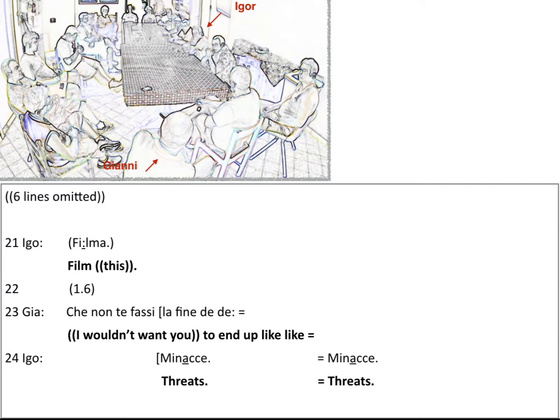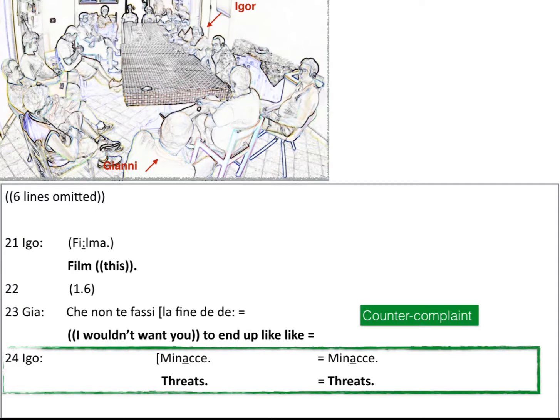Okay, so what the client does, he points to the camera, the camera with which I am recording the meeting, and says, "So film this." It means he's challenging the staff member to keep filming the scene, meaning, okay, we've got this on record, what you're doing, and then he says, "Threats," which can be translated as, you're threatening me. So what we have here is that rather than collaborating with the staff member's project, the client starts complaining against the staff member. You're threatening me.